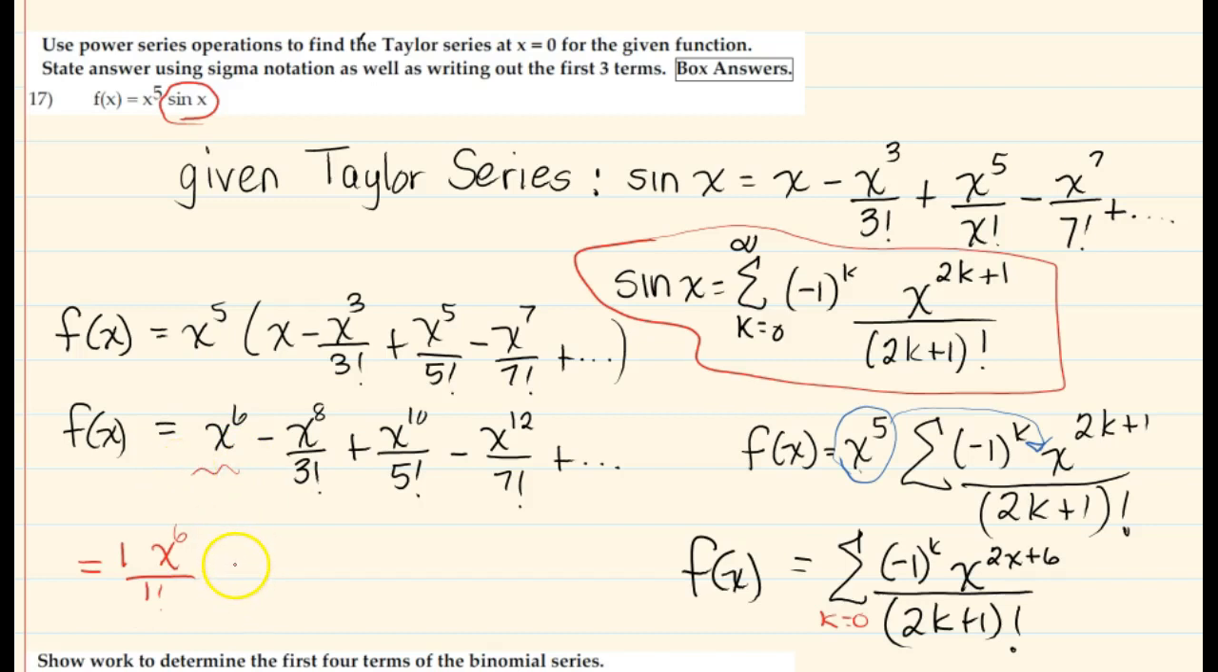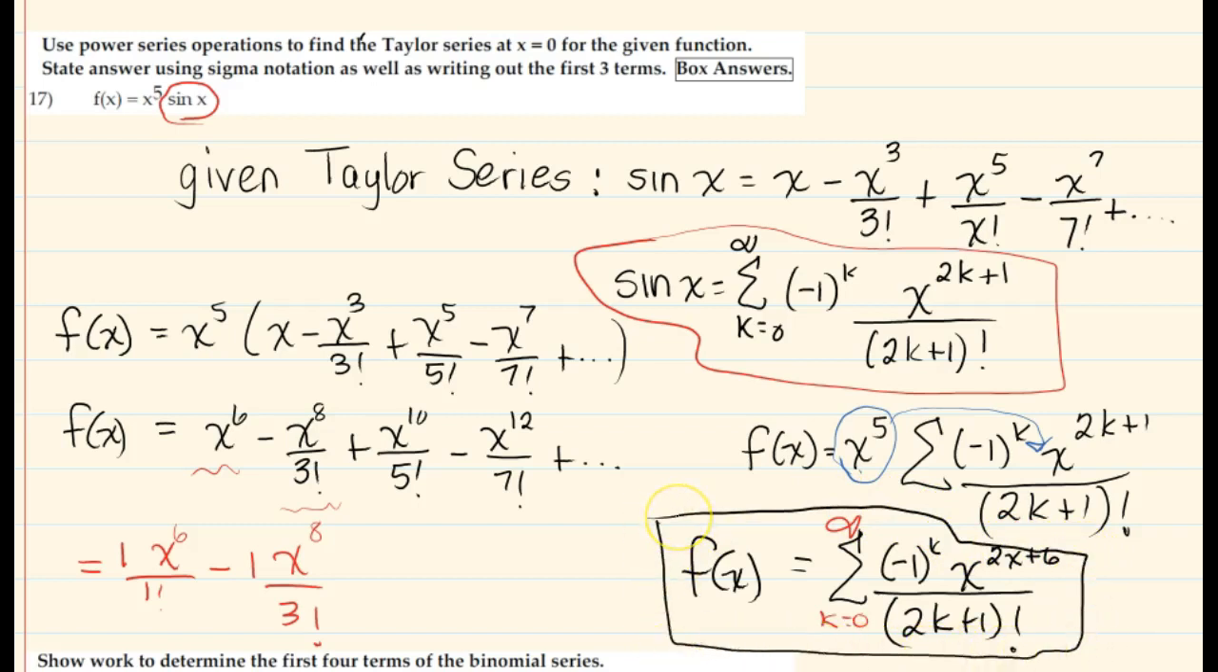When k is equal to 1, I'm going to put a 1 up here. I'm going to have negative 1. And then I'm going to put 1 right here where our k is. So that's going to be 2 plus 6, which is 8, so x to the 8th. And at the bottom, I'm going to have 2 plus 1 is 3, 3 factorial. And we can see we're getting that next term. So we can conclude that this is our sigma notation for f of x.